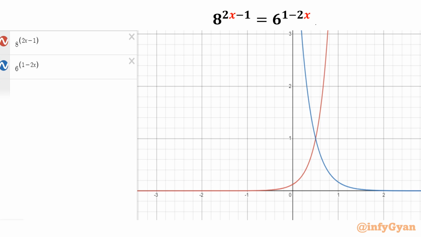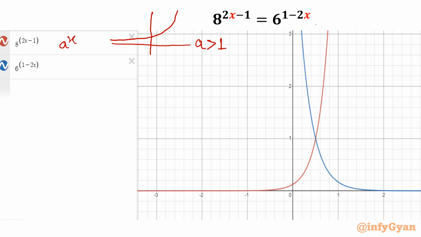If you observe the graph of 8 raised to the power 2x minus 1, it is an a power x graph. A power x means if x tends to infinity, the value will be infinity. If x tends to minus infinity, the value will be 0. So the graph is like that, where the important point is a should be greater than 1. If it is lying between 0 and 1, that means it is a fraction, so the opposite will come.